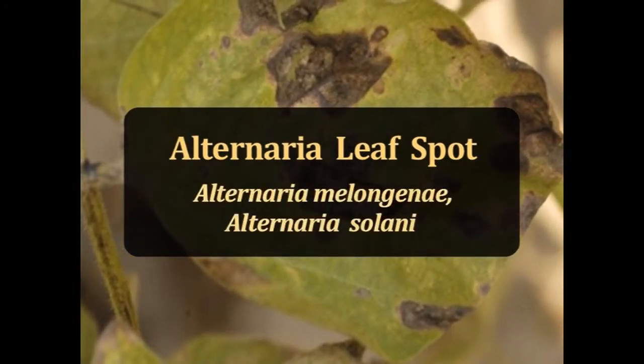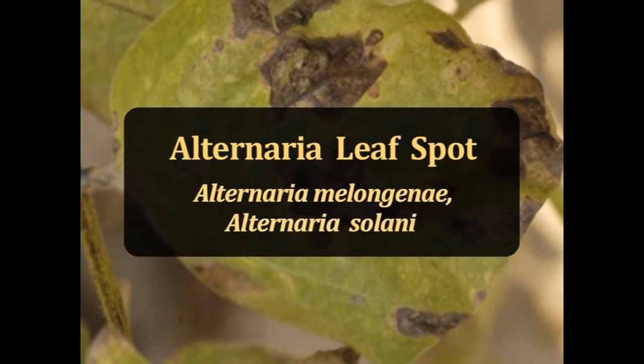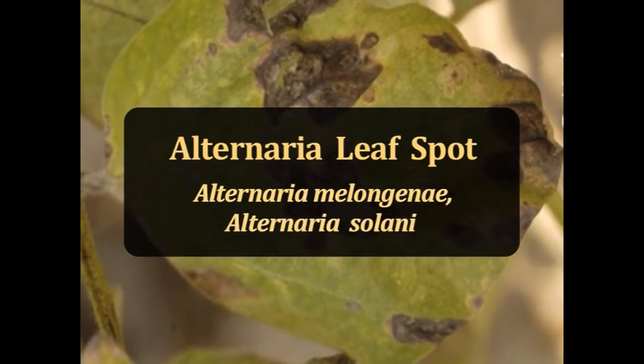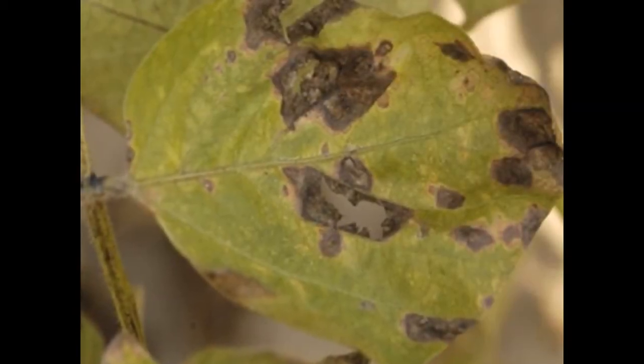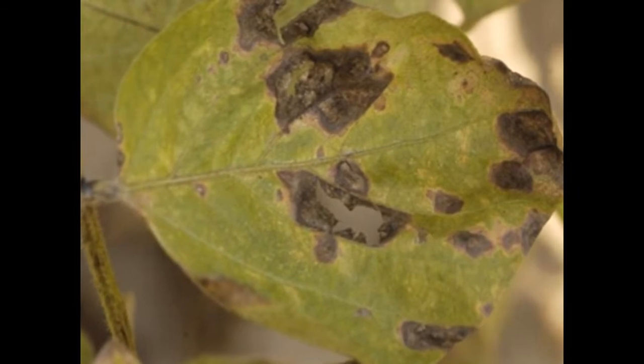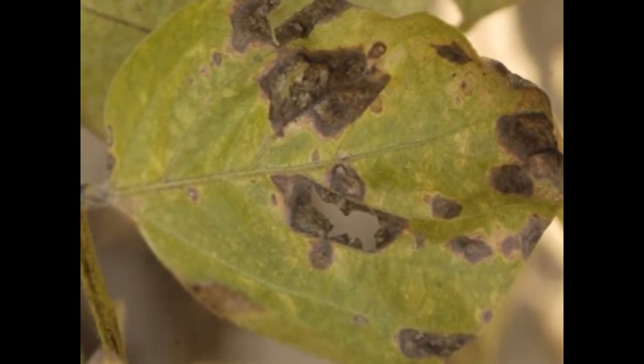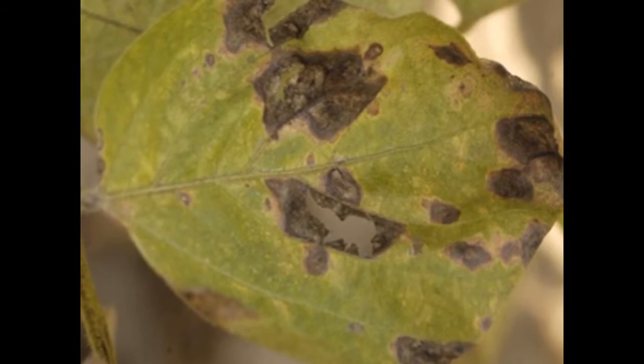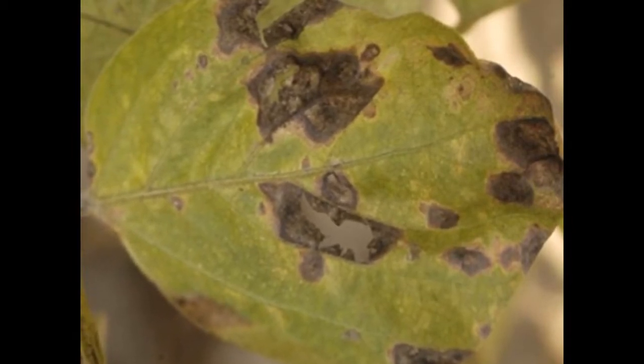Next disease is the Alternaria leaf spot. It is caused by Alternaria melongenae and Alternaria solani. Symptoms of the disease. The two species of Alternaria occur commonly, causing the characteristic leaf spots with concentric rings. The spots are mostly irregular, 4 to 8 mm in diameter, and may coalesce to cover large areas of the leaf blade. Severely affected leaves may drop off.